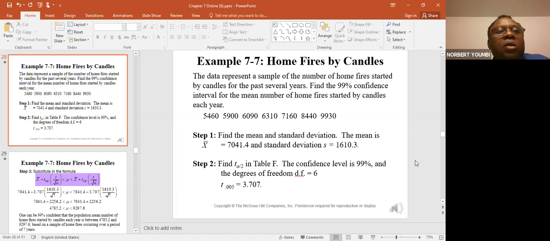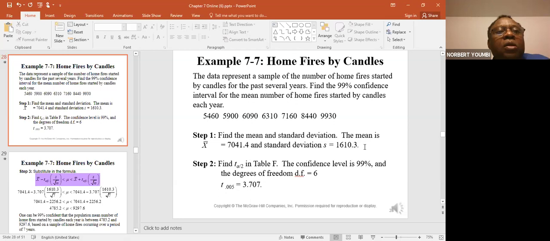So if you go to Excel, you enter these values into column A, and then go to Data, Data Analysis, Descriptive Statistics, and you will do a summary statistics to get the mean and the standard deviation. The mean here is 7041.4, and the standard deviation is 1610.3. We need these values to compute the confidence interval.